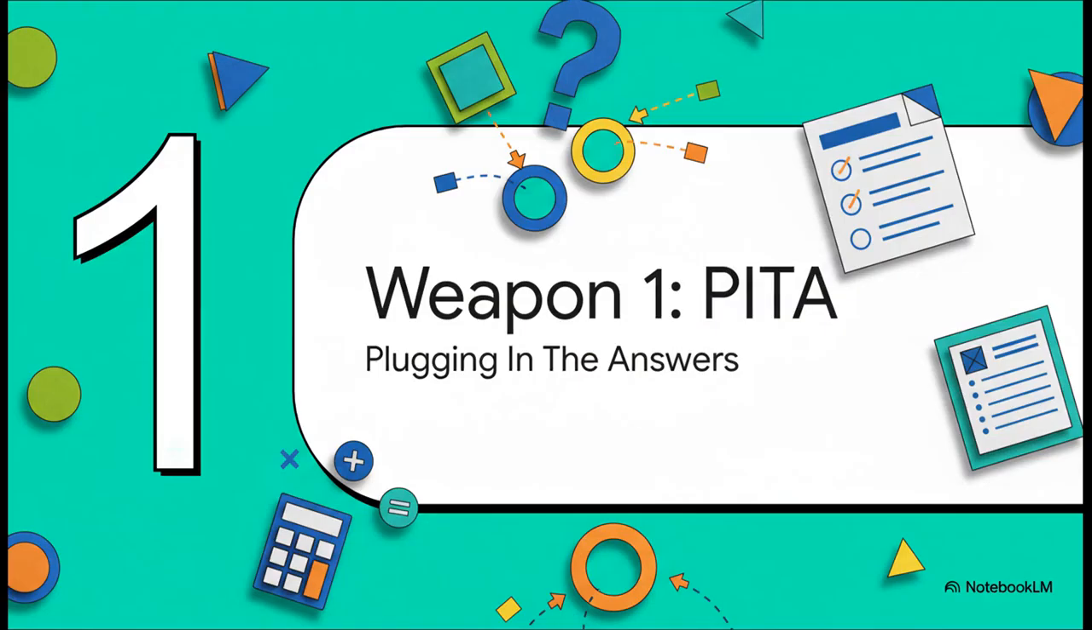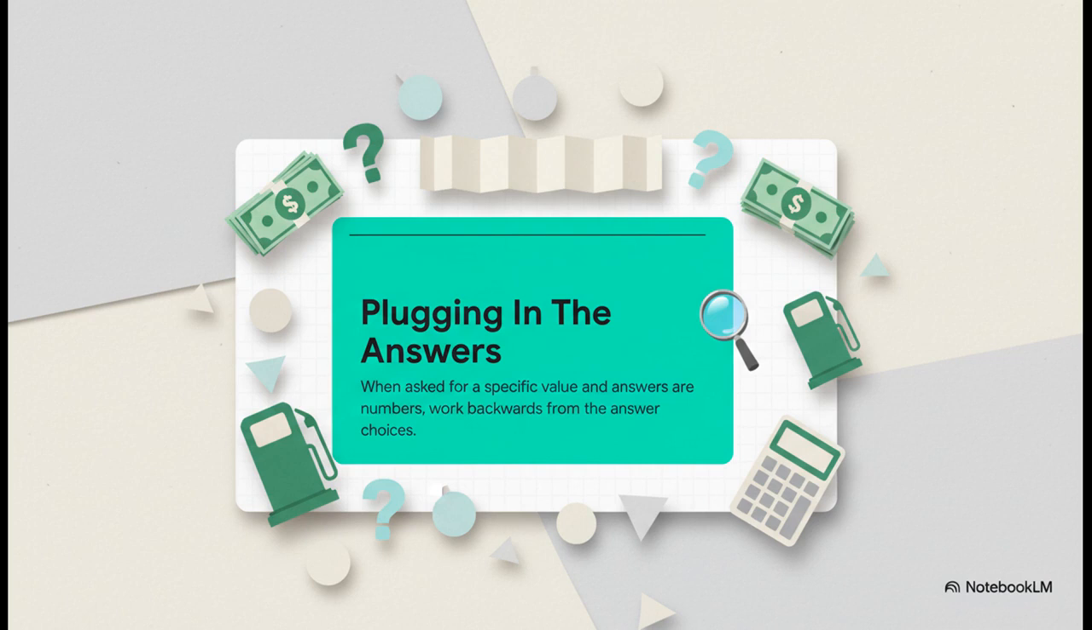Okay, let's pull out our first secret weapon. We call it PITA, and it stands for plugging in the answers. It's a beautiful strategy because it uses the test's own multiple-choice format against itself. It's like SAT judo. So, how do you know when to use PITA?